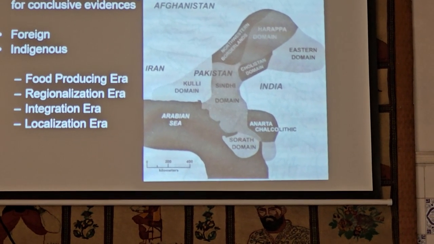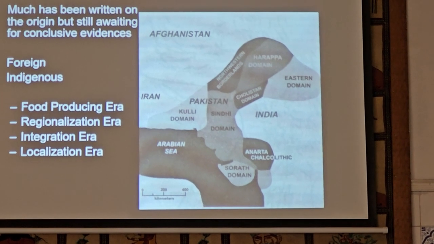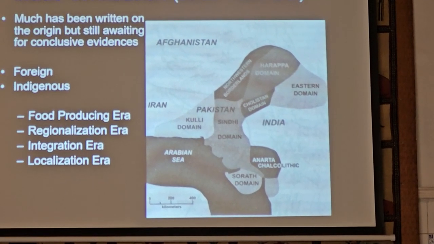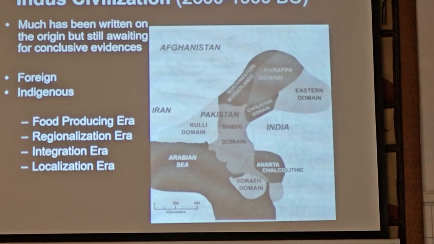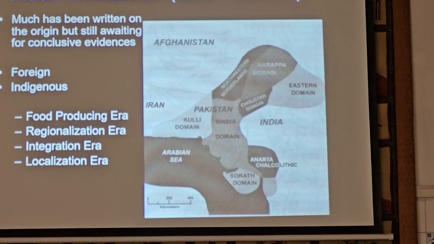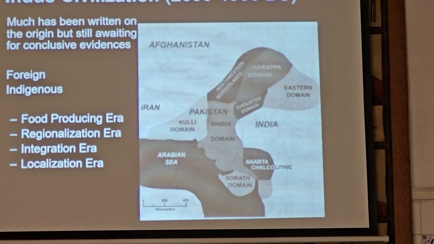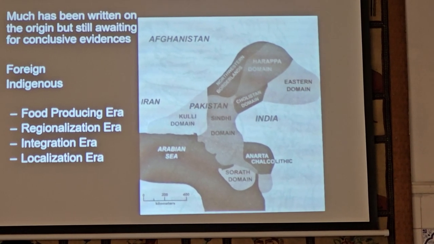So the same theory was adopted by the Western scholars in the beginning, in the absence of pre-Harappan cultures, that this civilization might also have come from outside, and particularly from Mesopotamia. So they supported this theory. Then, with the passage of time, a new theory was established, and that is the indigenous origin theory.